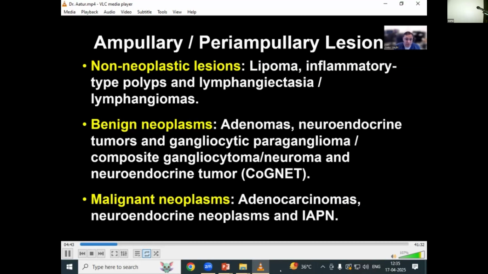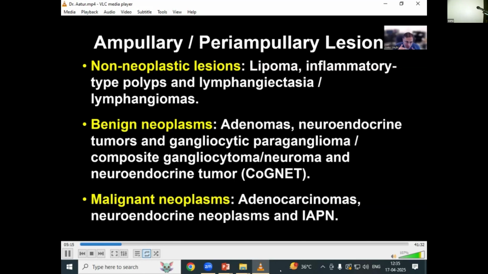But don't forget about your neuroendocrine tumors, and probably the coolest lesion of them all, your gangliocytic paragangliomas, or their new name, COGNET, composite gangliocytoma neuroma and neuroendocrine tumor. And finally, you have your malignant neoplasms, such as adenocarcinoma, neuroendocrine carcinomas, and although a precursor neoplasm, intraampullary papillary neoplasm, or IAPN. These neoplasms are almost always seen in association with an invasive adenocarcinoma, and you just have to really look carefully.